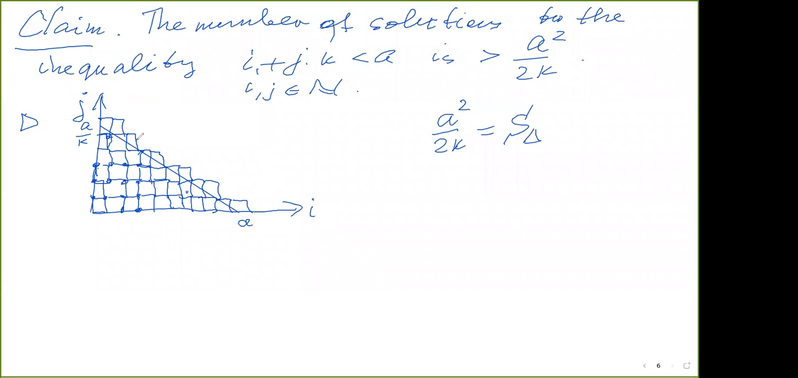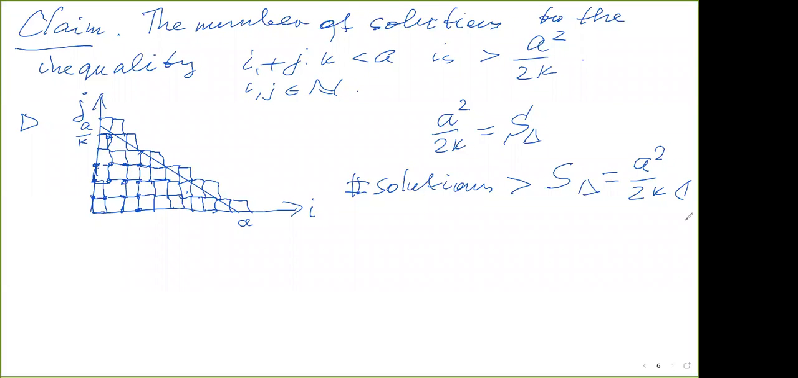Moreover, this cover is not precise, so it covers a little bit more. That implies that the number of solutions is strictly larger than the square, which equals a squared over 2k. So indeed, the number of solutions is strictly larger than a squared over 2.